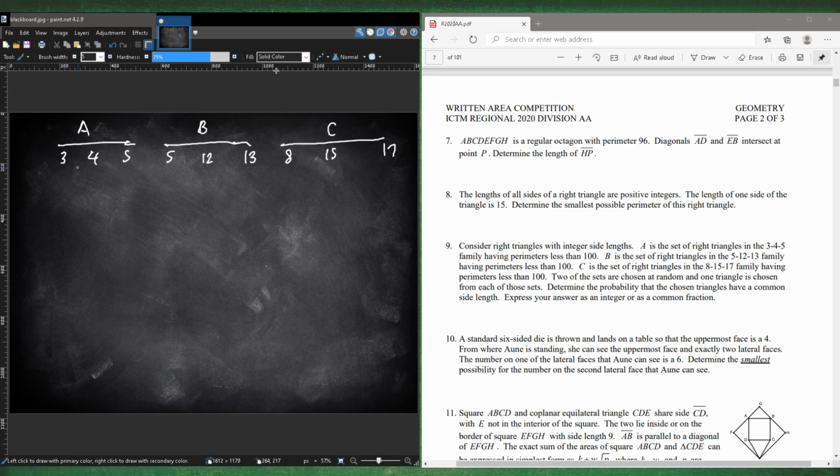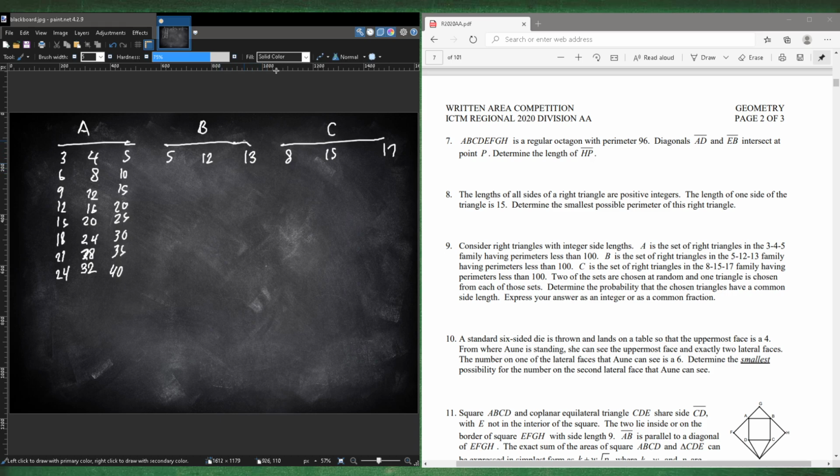3 plus 4 plus 5, that's 7, that's 12. 12 can be scaled up by 8 before it's less than 100, so this is 10, 15, 20, 25, 30, 35, and 40. And then the 3, 6, 9, 12, 15, 18, 21, and 24. And then 4, 8, 12, 16, 20, 24, 28, and 32.